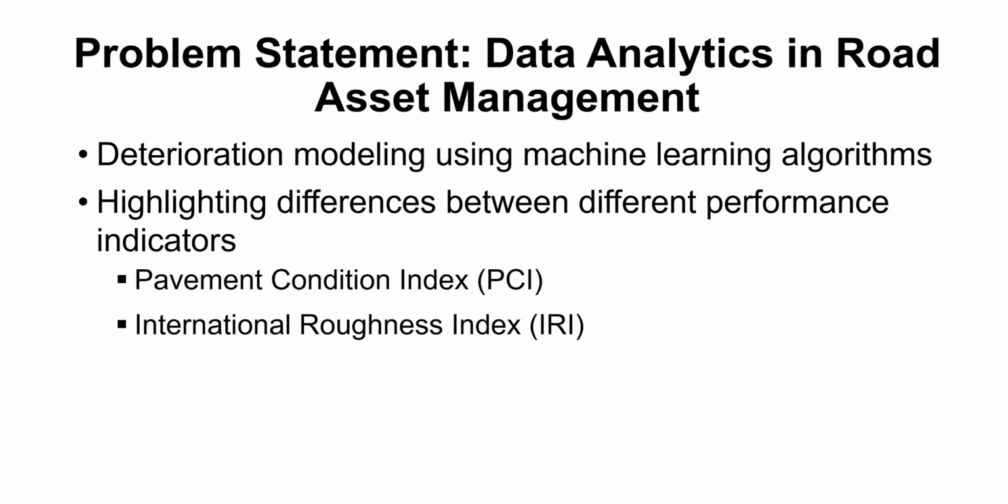Basically, PCI, to give you a short overview, is a measure of how many distresses are on the road surface. It's a number between 0 and 100. If your road is terrible, 0. If your road is great, 100. For example, if you have a pothole, your PCI will fall to 80, right? If you have one small crack, your PCI will fall to 95. On the other hand, IRI is a measure of roughness, how rough your road is. If your road is pretty smooth, you'll have a small IRI. Otherwise, the IRI is going to grow over time.